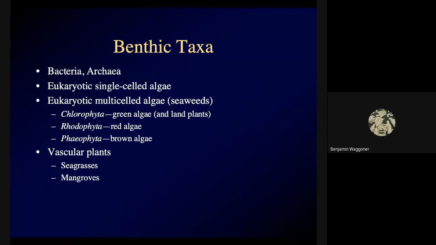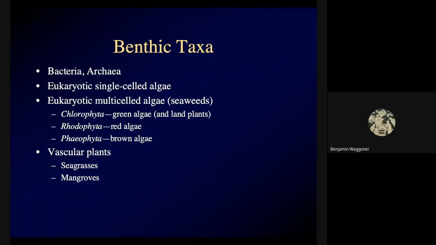Chlorophyta is green algae, and they also include the ancestors of land plants. And land plants really ought to be incorporated within the chlorophyta. Rhodophyta is red seaweeds, and not that closely related to either one. Phaeophyta is brown algae, kelps and things like that.